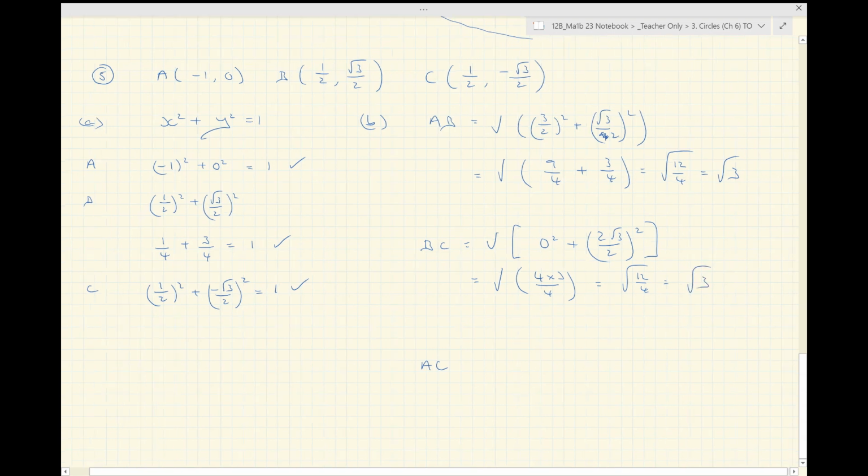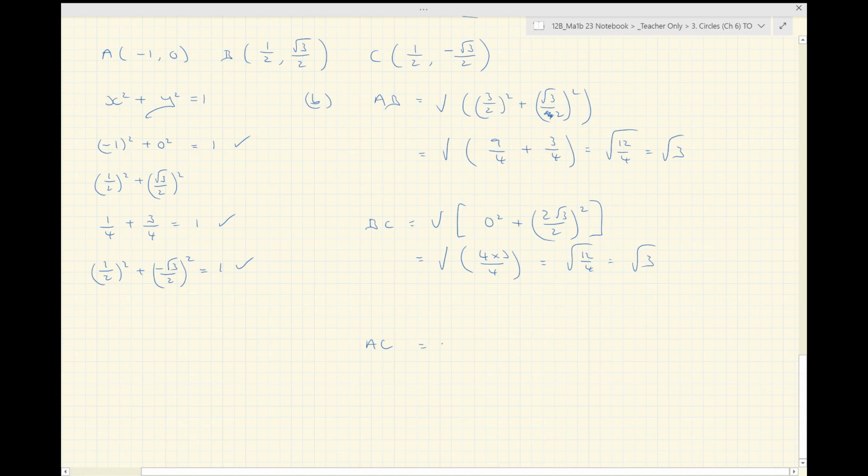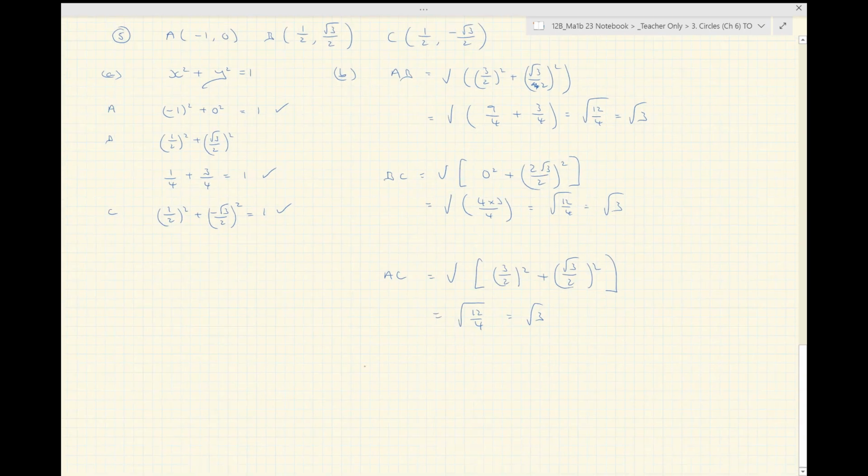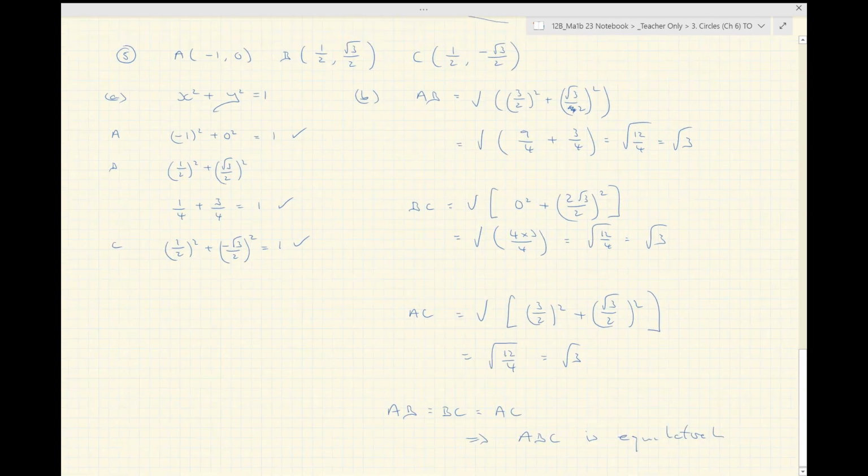Let's just check the distance from A to C. The square root of the difference in the x-coordinates squared plus the difference in the y-coordinates squared. Well, this calculation is exactly the same as the AB calculation, isn't it? So that's going to be the square root of 12 over 4, which is the square root of 3. So AB equals BC equals AC implies ABC is equilateral. And that's my answer for question 5.